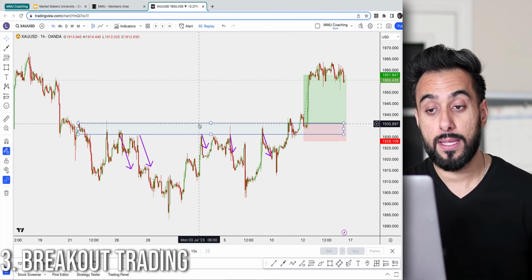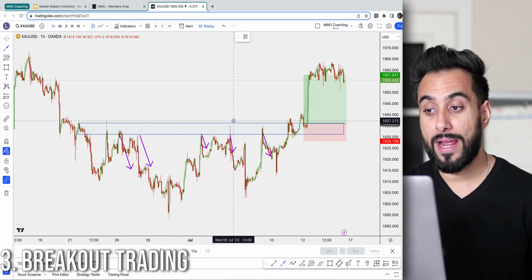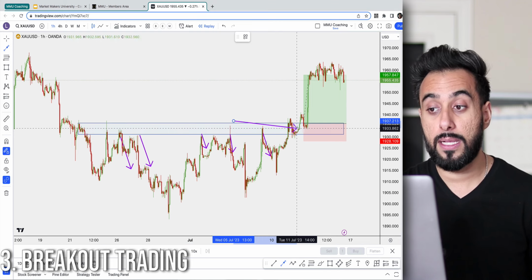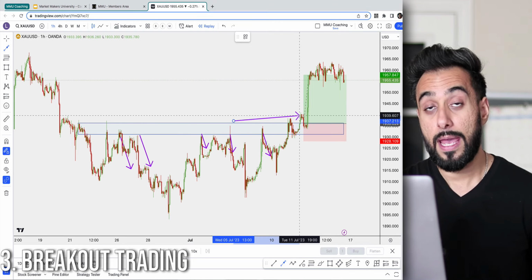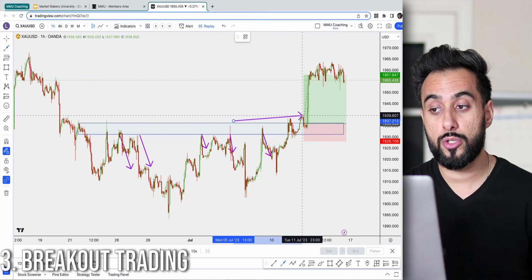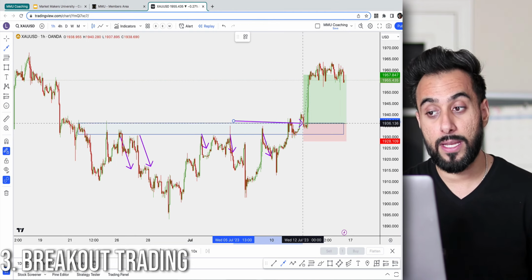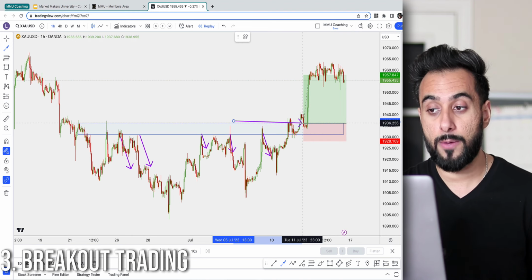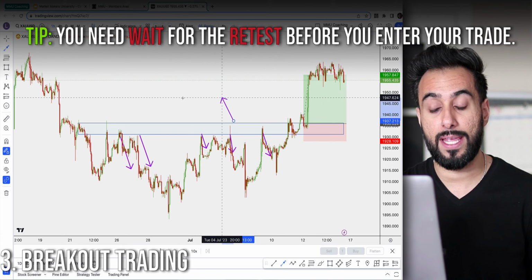How we trade these breakouts is we wait for the price action to cleanly break above the zone, and we then continue to patiently wait for the price action to retest, to touch that zone again. And when it does touch it, that is our entry. Our stop loss is below the zone, and then we continue to our take profit. And that is how we trade what's called a break and retest.